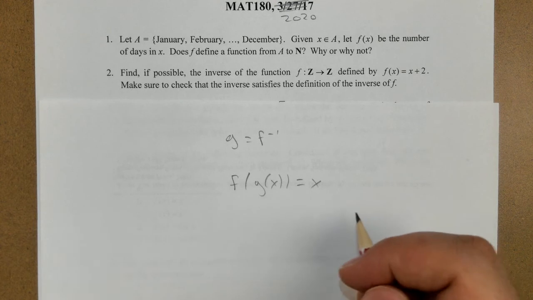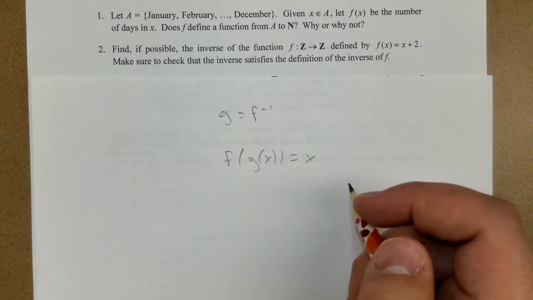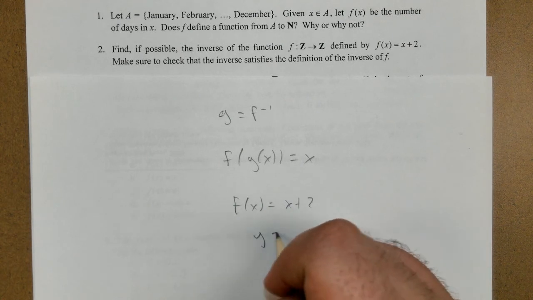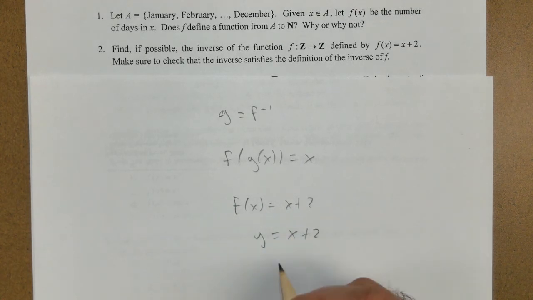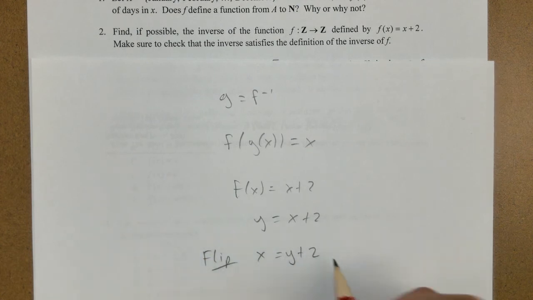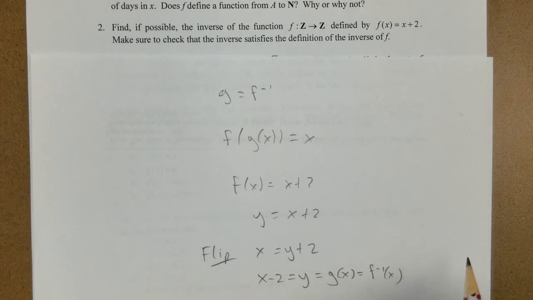And I'm going to show you the method that you probably learned in pre-calculus, which is when you have f of x equals x plus 2, I'm going to write y instead. And then the step here is to flip x and y, and then solve for y, back to how you normally have. So that would be x minus 2 is y, and that would be g of x, or f inverse of x.